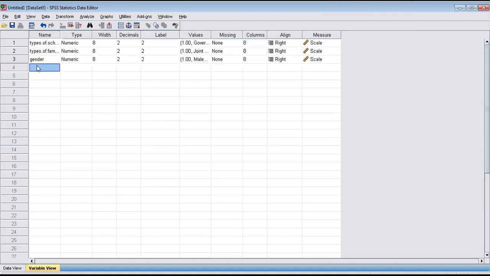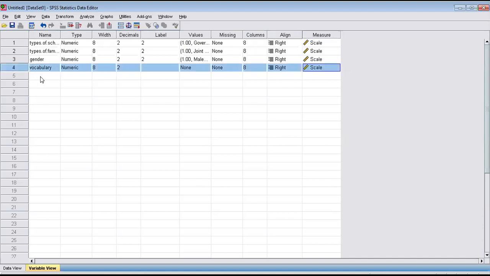continuous variable, and I'm sure you know the continuous variable. One is a vocabulary, and vocabulary is a continuous variable, so that's fine, nice. The another is the study habits.